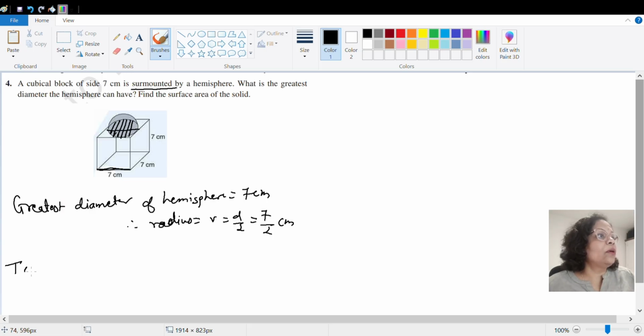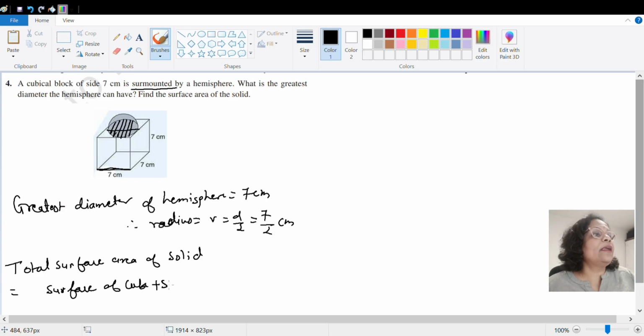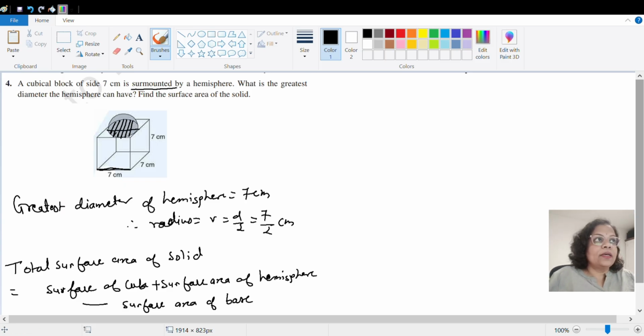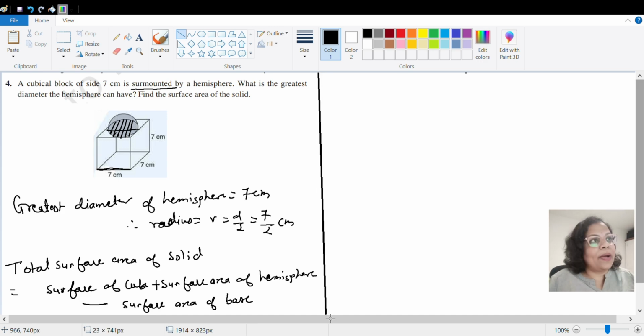So you will write down total surface area of solid is equal to, this becomes very important. In your paper you have to write this statement now. Surface area of cube plus surface area of hemisphere minus surface area of base. Okay, so the base of the hemisphere is basically a circle. What will its area be? Pi r square.